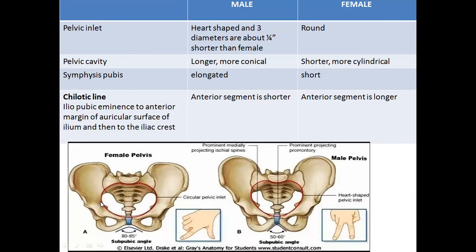So this is the iliopubic eminence to the anterior margin of the auricular surface of the ilium, and then to the iliac crest. This is the iliac crest. From here till here, this line is the sacrotic line. Then the anterior segment is shorter in males and longer in females. This is the anterior segment. It is short in males. This is the anterior segment. It is longer in females.